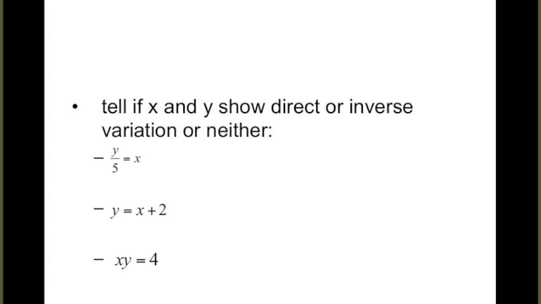So on this first one, that's not a negative, it's just the way that PowerPoint does the bullet points. We're going to multiply both sides by 5 to cancel that denominator. So I get y is equal to 5x. Then is that direct, inverse, or neither? Direct. And direct is a multiplication relationship. So in this problem, y is always 5 times as big as whatever x is.